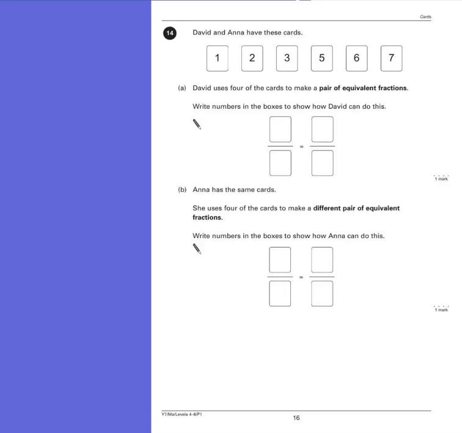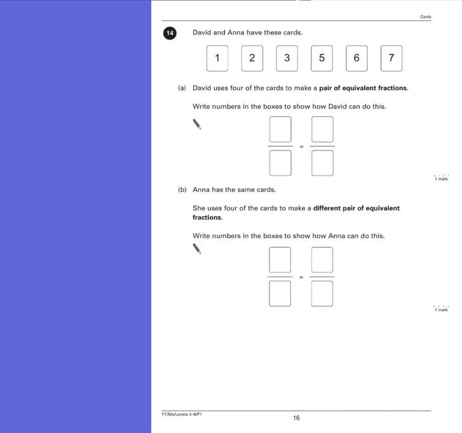Question 14. David and Anna have these cards: 1, 2, 3, 5, 6 and 7. Part A. David uses 4 of the cards to make a pair of equivalent fractions. Now equivalent fractions are two fractions that have the same value. Write numbers in the boxes to show how David can do this.